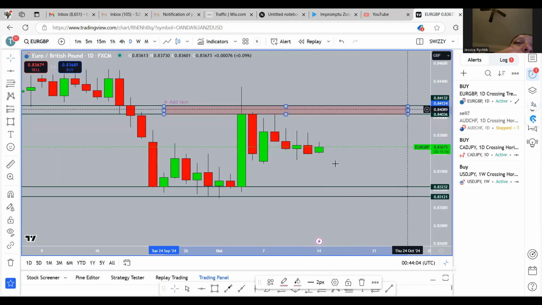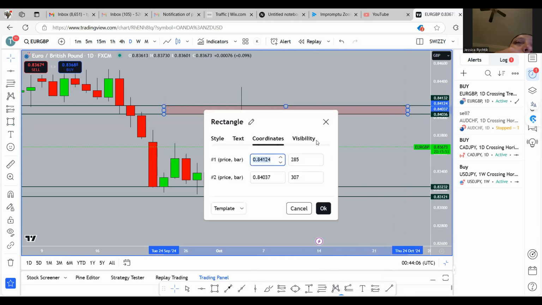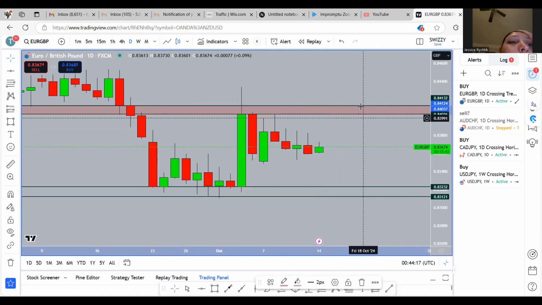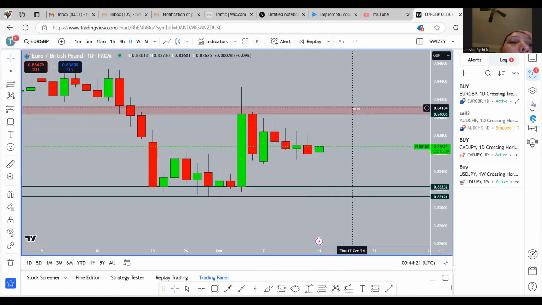In order to stretch it out, go to the first one over here and put in a negative sign and a 0 behind it, and then go to the other one and put a 0 behind it. That's going to stretch your box out. So now you can get rid of those lines. And this is how you draw your support and resistance. So now we got a zone that we want to look at.